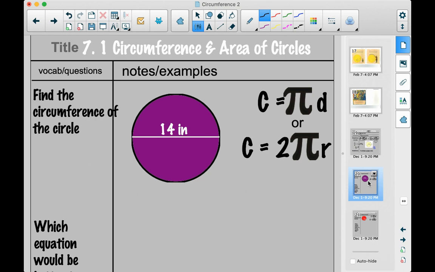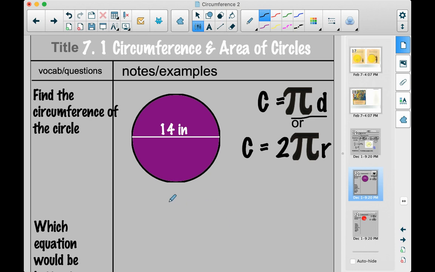So let's do a couple. So if I'm trying to find the circumference of this circle, I'm trying to decide which to use, pi times diameter or pi times double the radius. Okay, because I'm given the diameter here, I'll probably just go ahead and default to using this one. Okay. If I was given the radius, I'd want to double it first and then multiply by pi. But because it gives me the diameter, I can just multiply that diameter times pi.